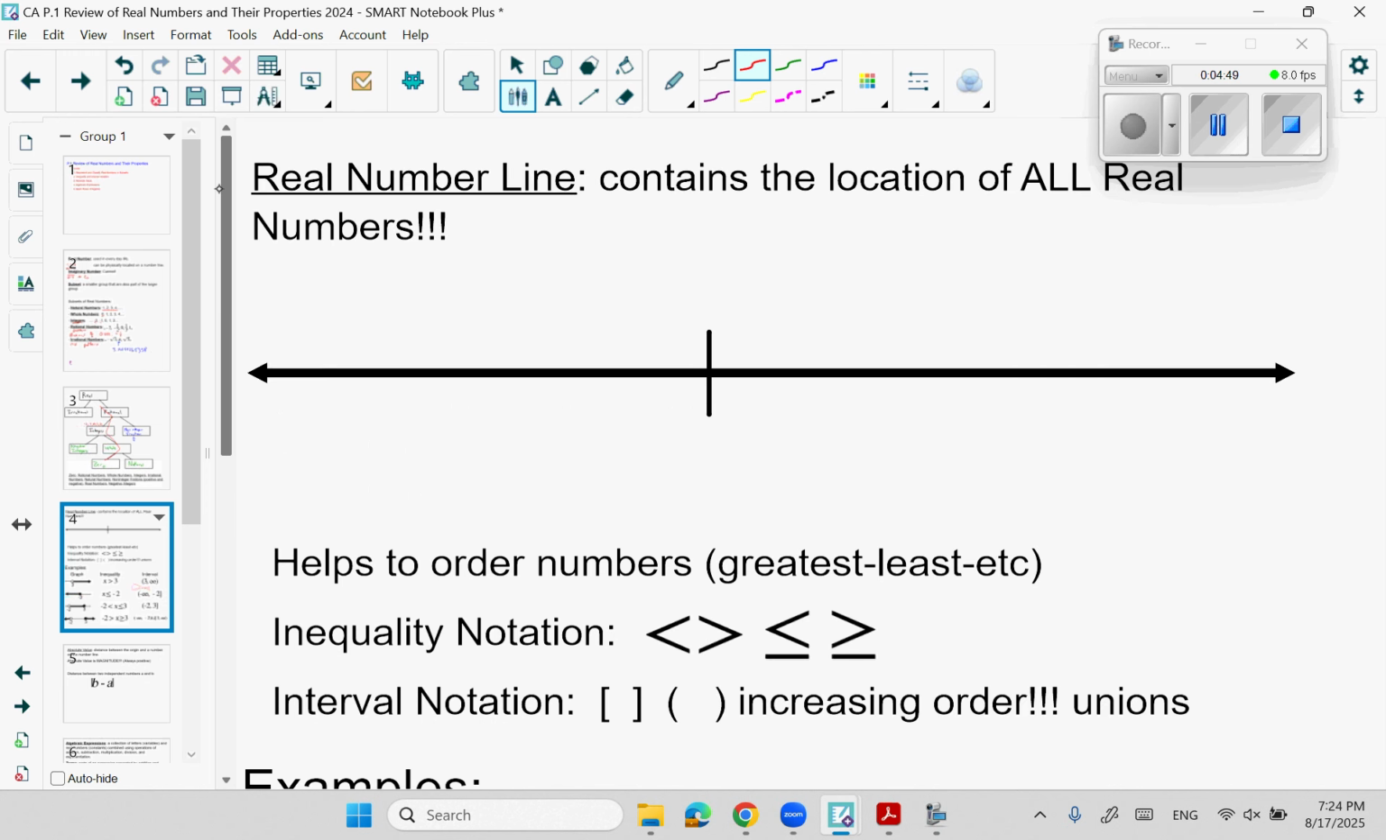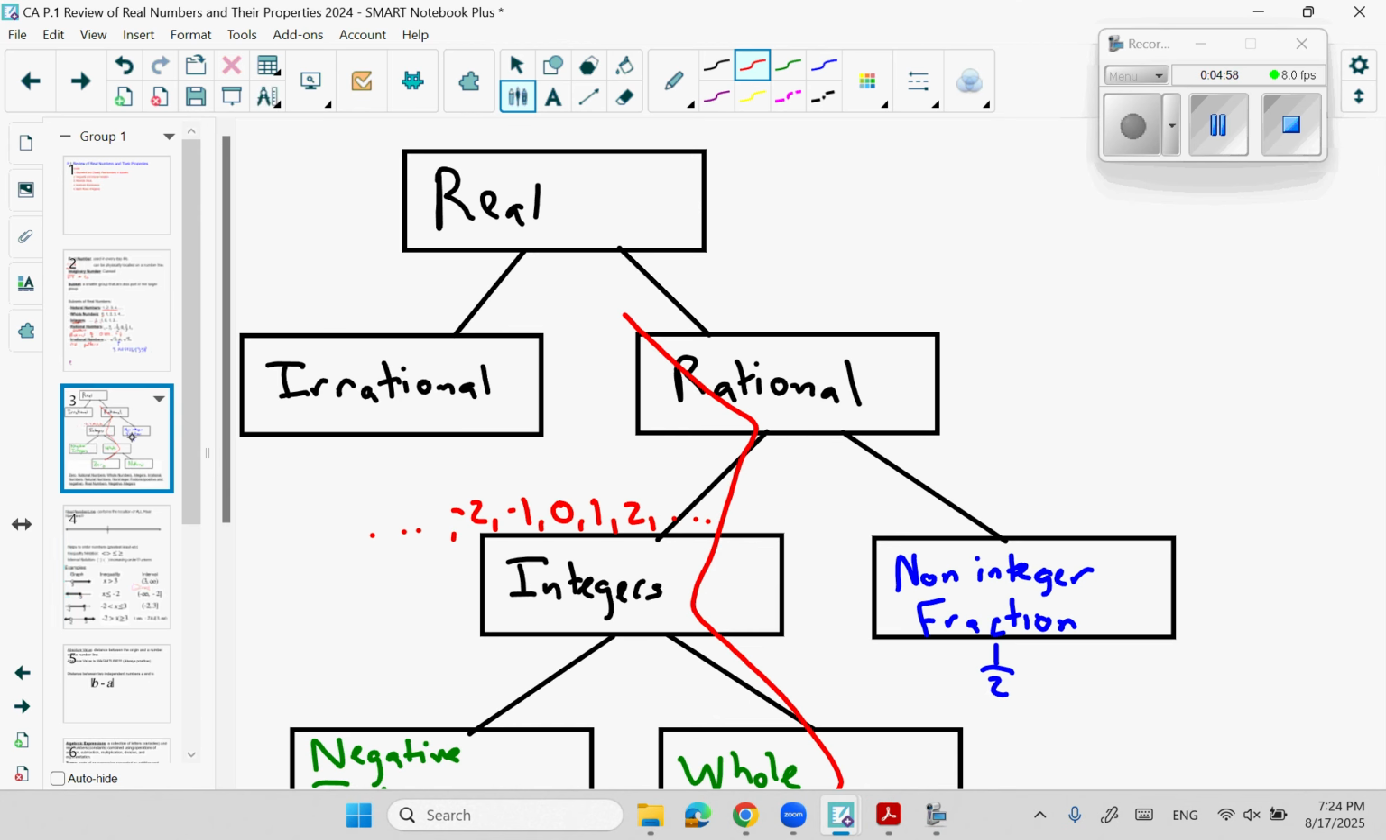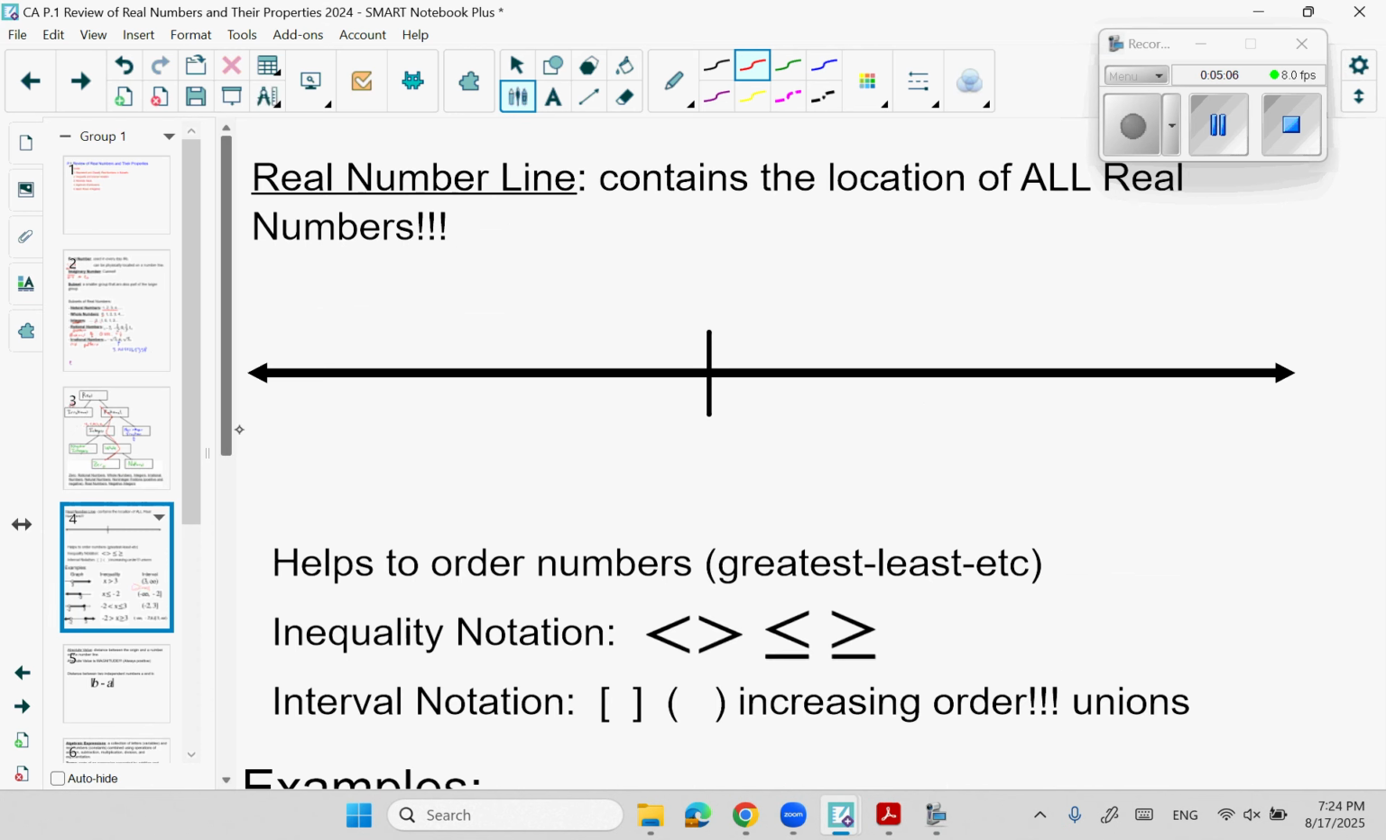Some other concepts, number line is a big one. It shows the location of all real numbers, so everything we can put on here. So every single number that shows up on this graph, like square root of 5, even though it's irrational, is still technically a real number. So all real numbers appear on here. The only thing that doesn't is imaginary. So no imaginary. Everything else can be graphed on a number line.